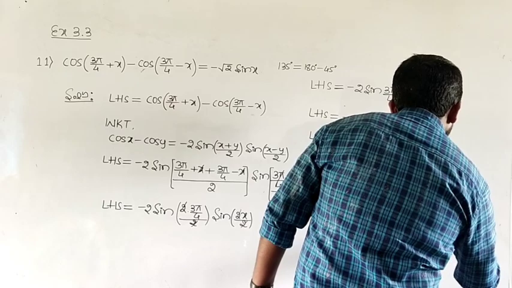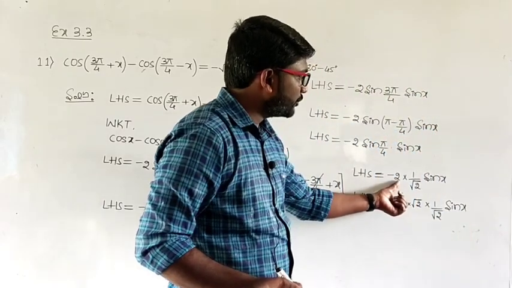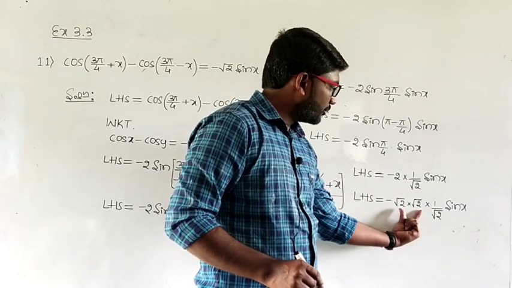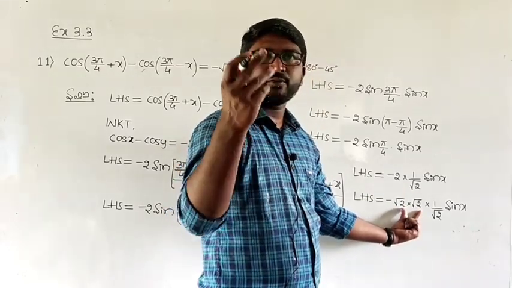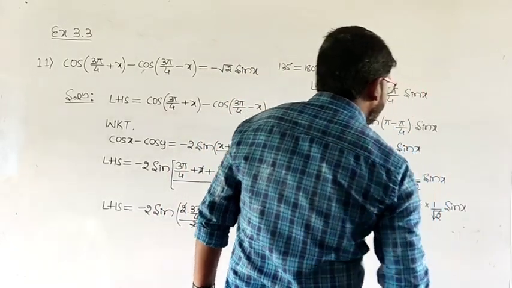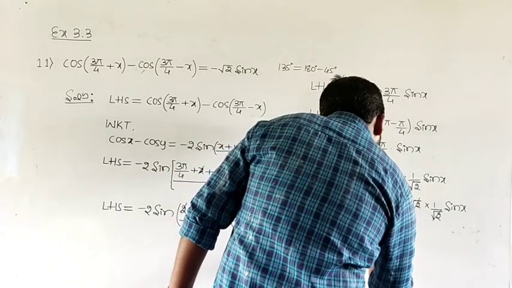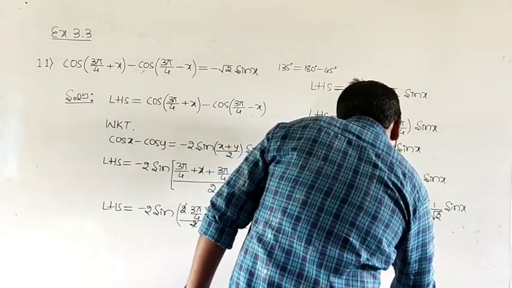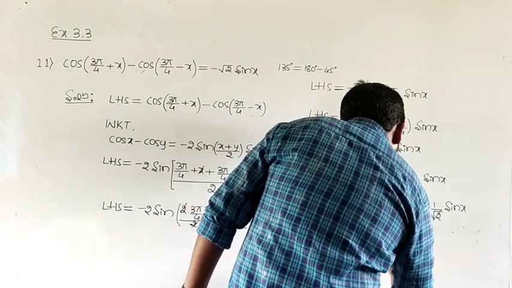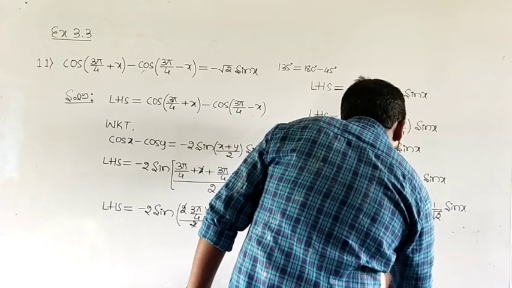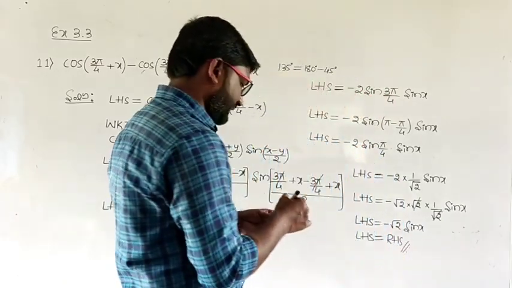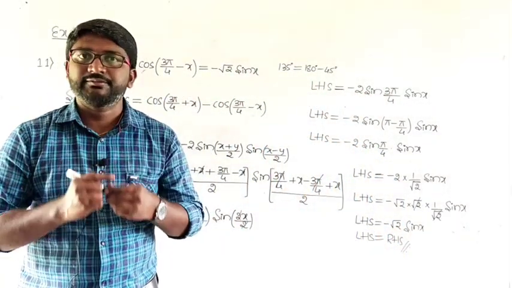2 can be written as root 2 into root 2, which is under root 4, and root 4 is nothing but 2. So now here root 2 and root 2 cancel. LHS is equal to minus root 2 sin x. So this is the required RHS. So we have proved that LHS is equal to RHS in the case of the 11th question.